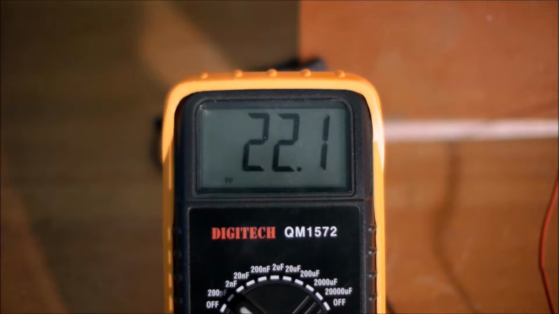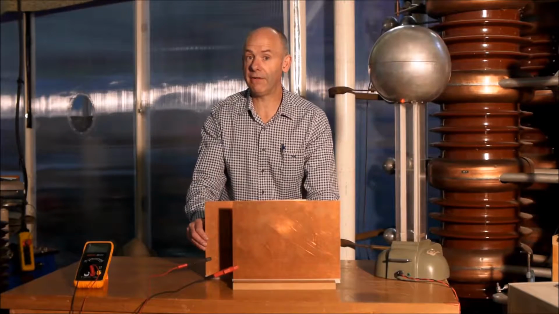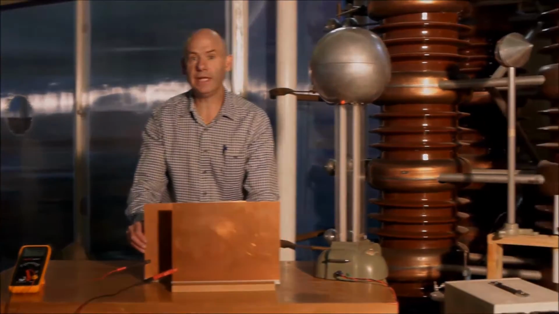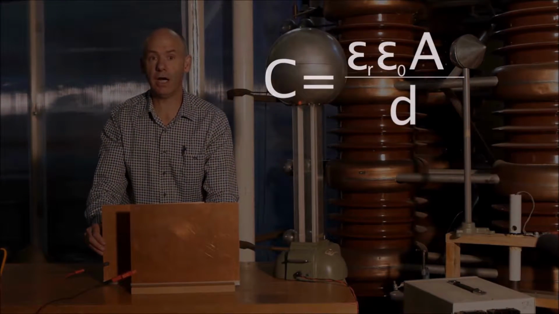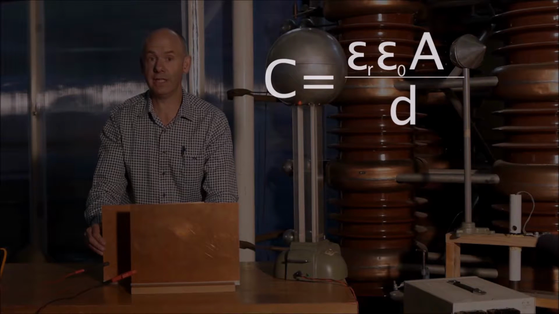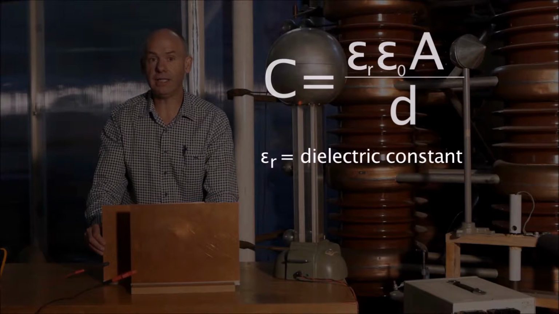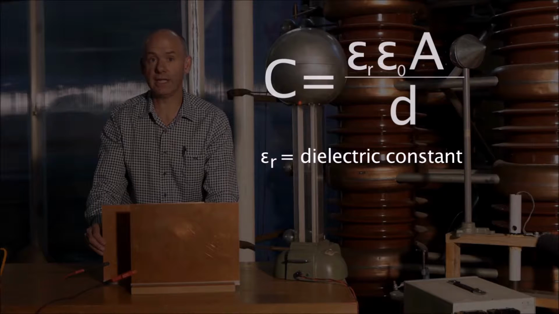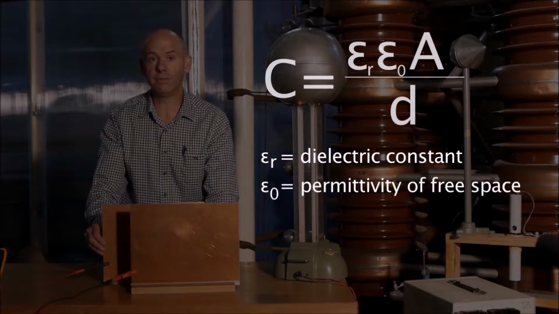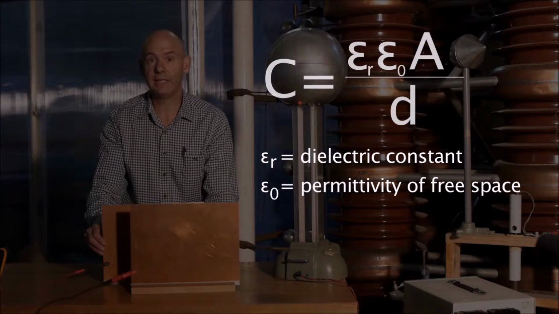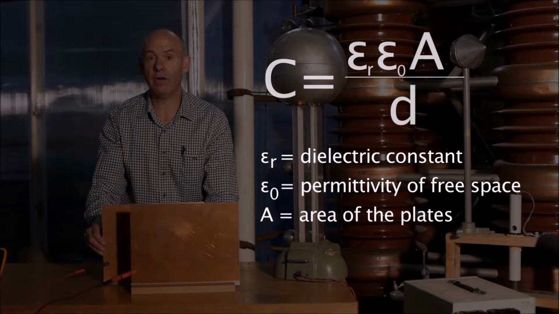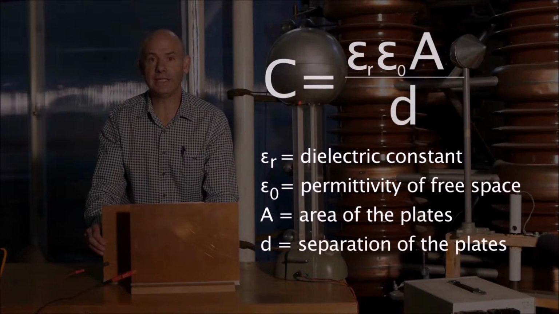The equation that gives the capacitance of a parallel plate capacitor is C = ε_r ε_0 A / d, where ε_r is the dielectric constant of a dielectric, ε_0 is the permittivity of free space, A is the area of the plates, and d is their separation.